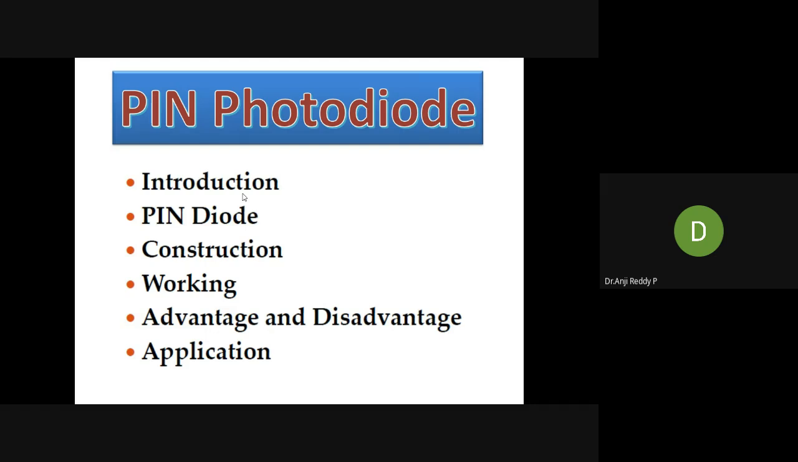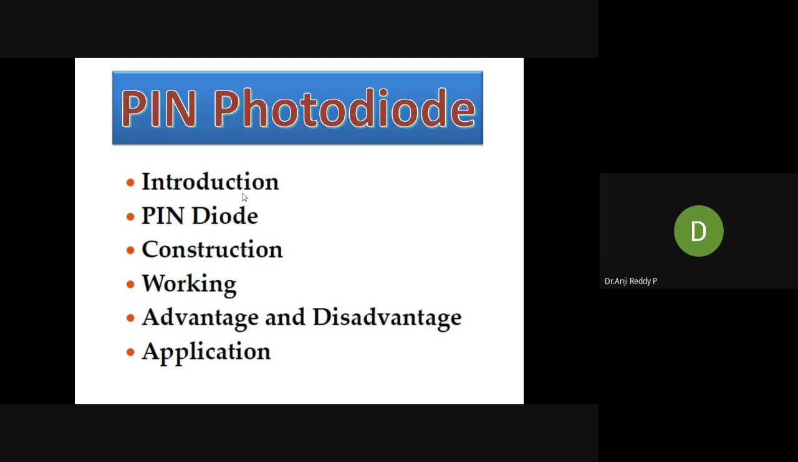The difference is that in a solar cell, we have to use only bright light, that means the light coming from the sun. But in the case of PIN photodiode, we can use low intensity light also. This is very responsive. Even if a small amount of light is incident, it will respond immediately and convert it into electric energy.